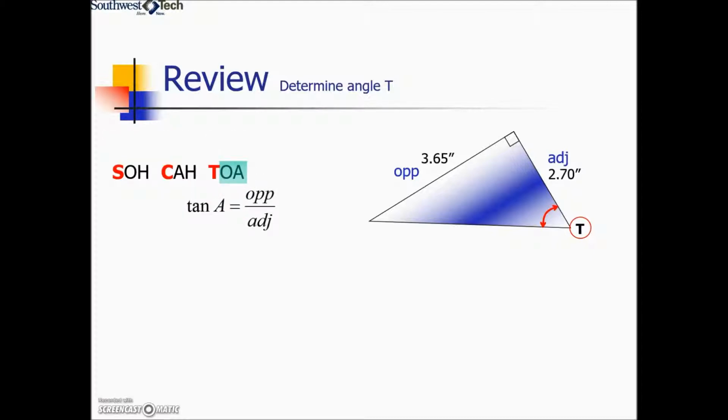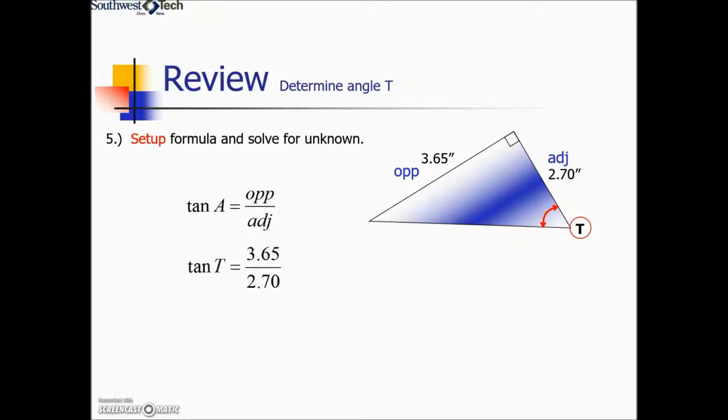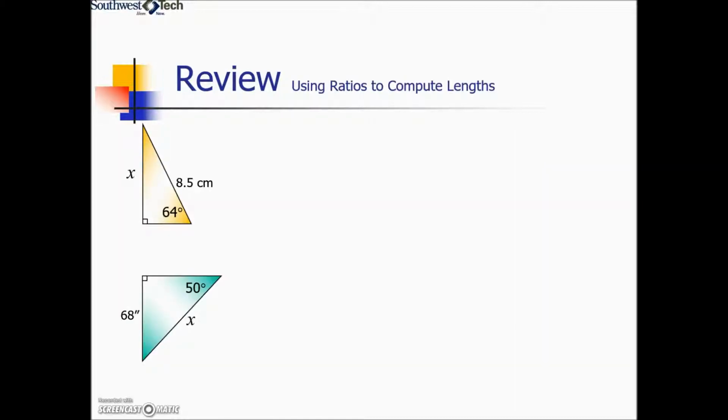Tangent of an angle is equal to the opposite over the adjacent. Replacing those variables, we'll set up our formula. Do the indicated division, replacing the fraction with a decimal. And then, because we have our answer, we will strike the keys that take the inverse tangent of that ratio to give us the angle measurement of 53.5 degrees.